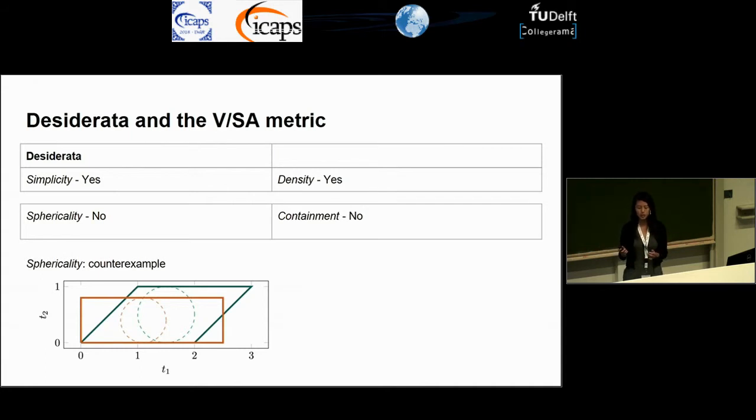A schedule that would be in one of those corners would be more likely to error, and that's what volume to surface area captures.